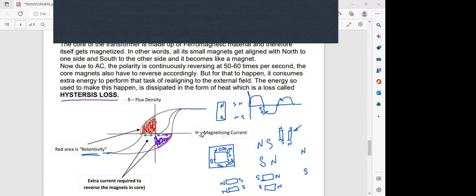You can only reduce this hysteresis loss by reducing this curve, and by reducing the curve, you have to try and get a particular material that will not take so long to get back into the original position. As he said, if you have a very ideal core, then the line would be straight. But unfortunately, that is not possible at all.